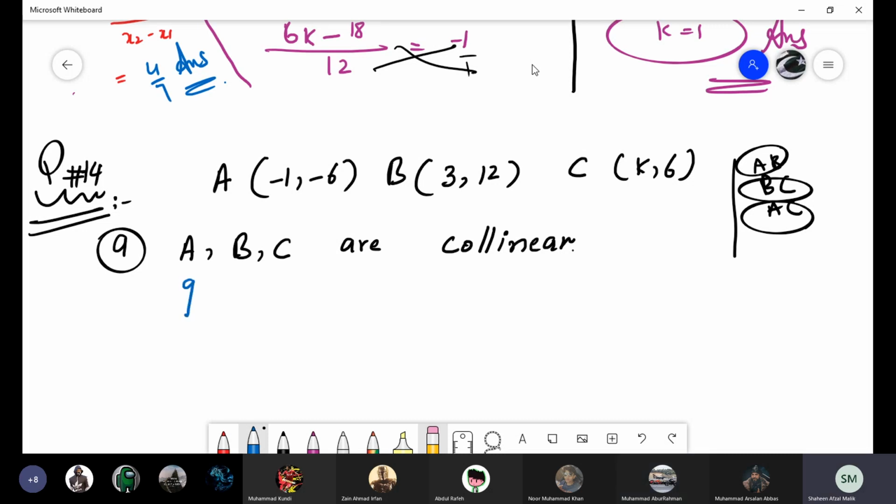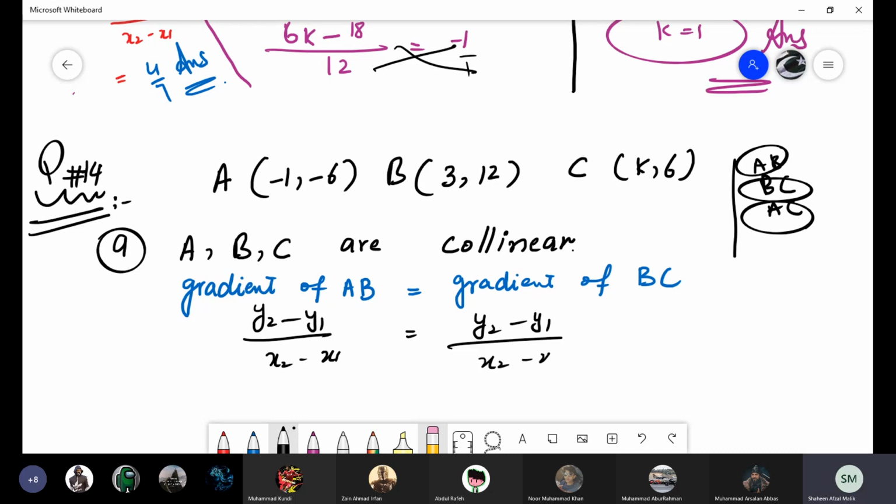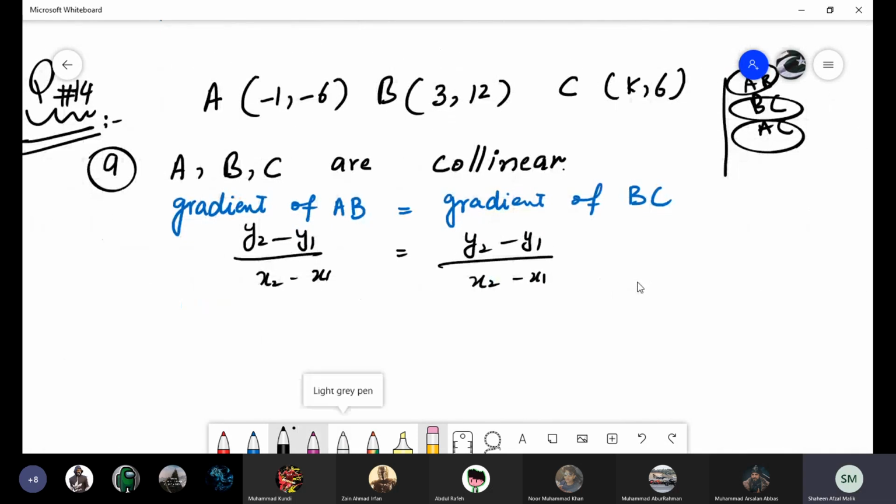Okay. So we can take any two gradients. Boys, which two gradients do you want to keep equal? Gradient of AB first and BC. So gradient of BC, you will get the same answer. Points are in front of you. Quickly, everyone try to solve, then we will verify the answer. So it will be y2 minus y1 over x2 minus x1, and the same for the other. Substitute the values, boys. Hassan, solve for AB.